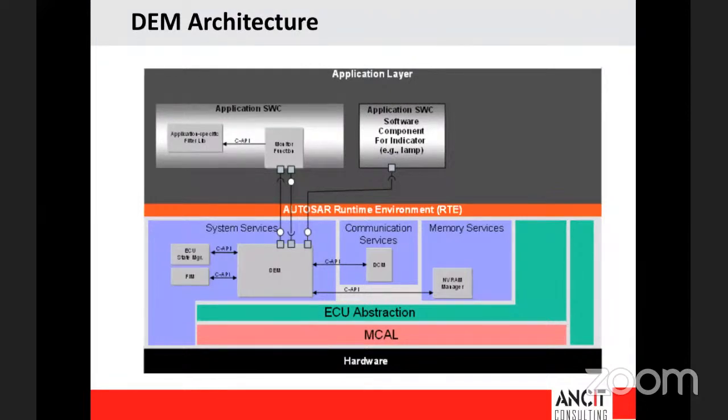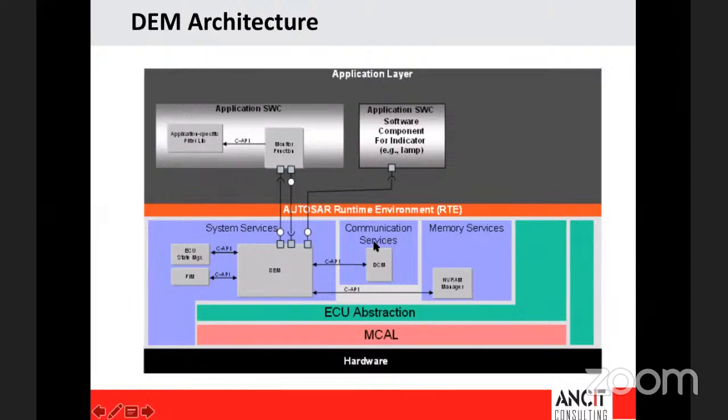Like I said, the application software component is responsible for monitoring the sensor, and if there is any error that's been logged in the sensor, the same will be picked up by the application software component. That will be passed on to the DEM module, and the DEM module will in turn save that error. It will look into its table and log the DTC, and based on that it will be saved in the NVRAM. So this is the whole process.